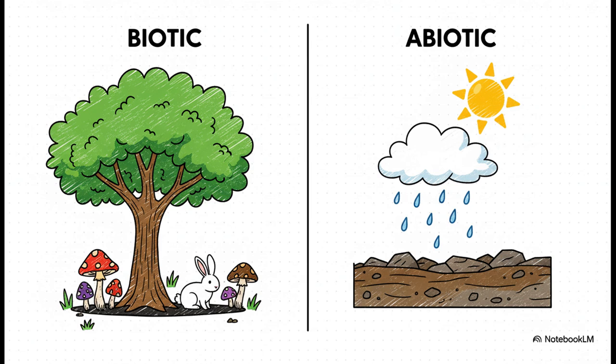On one side, you've got the biotic, or the living parts, all the plants, animals, and fungi. And on the other, you've got the abiotic, the non-living things they absolutely depend on, like sunlight for energy, the water they drink, and the soil right under them.